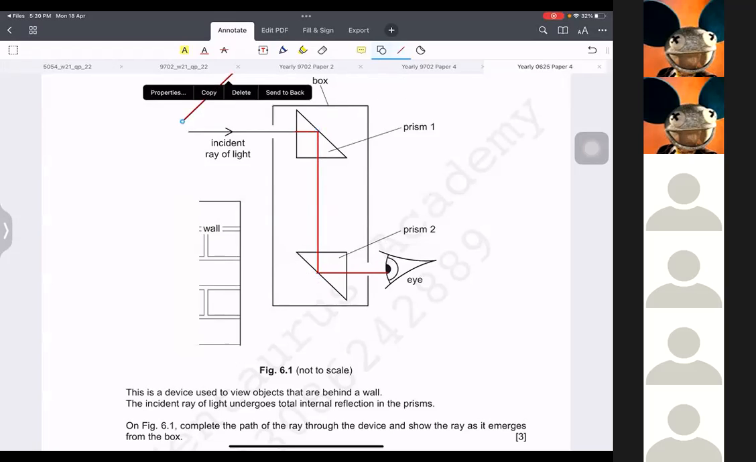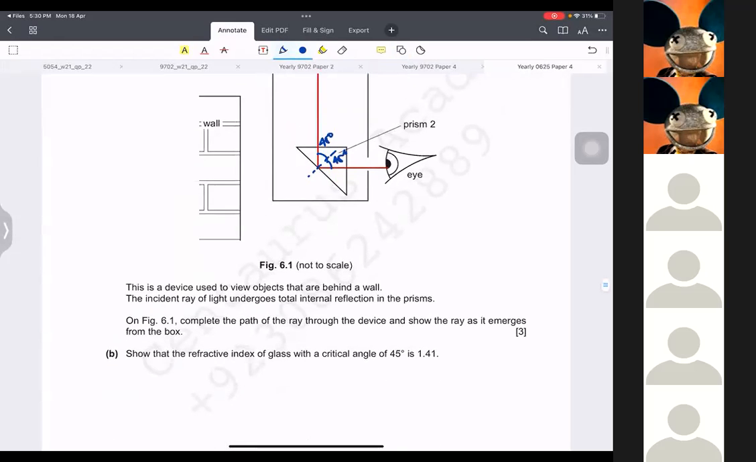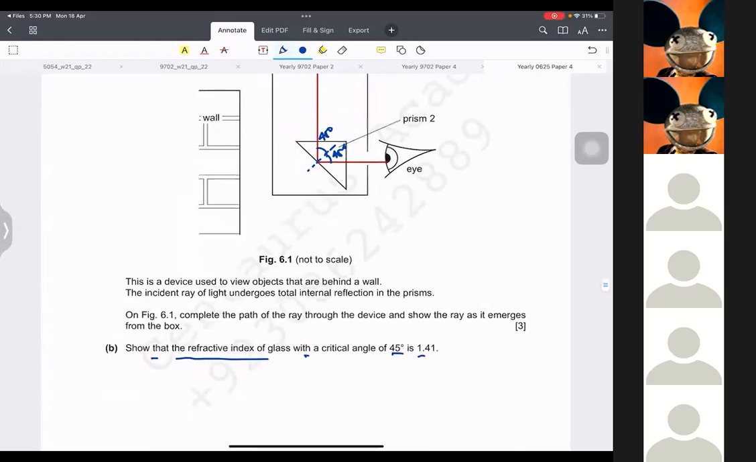You can, I don't think so. He has not asked anything else, but you can always draw normal lines. And it should be 45 degrees, 45 degrees, 45 degrees, 45 degrees. So you have to use your ruler. And then it says, show the refractive index with the critical angle of 45 is this.